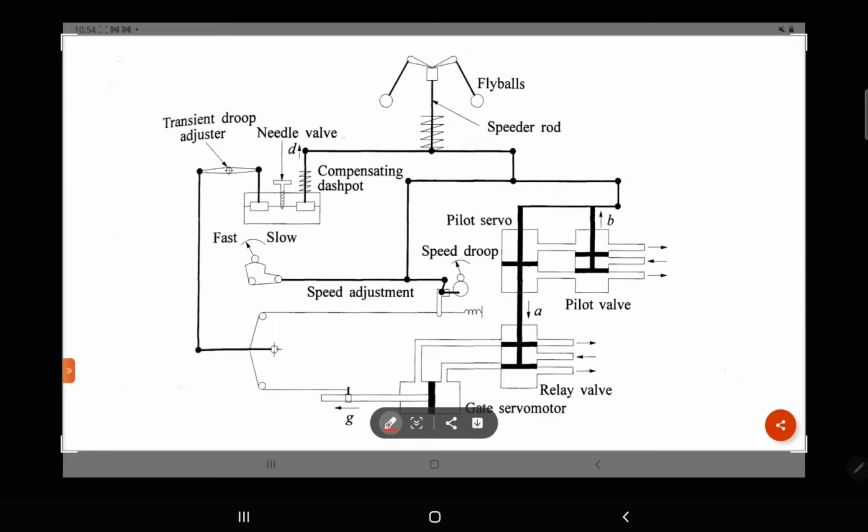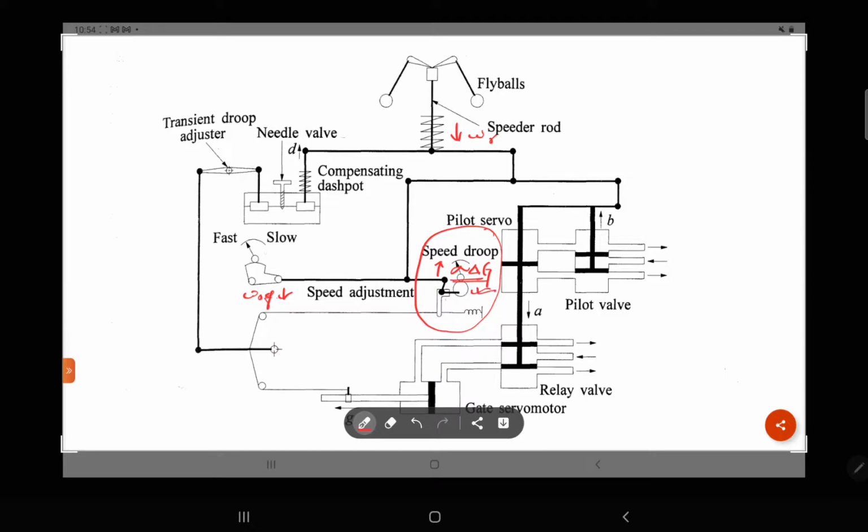So from here you can understand that we have the speed omega, the rotor speed, and we are giving the reference speed from here. The droop compensation is over here, sigma delta g. This is the droop compensation we are providing from the speed adjustment, and it is a speed droop.